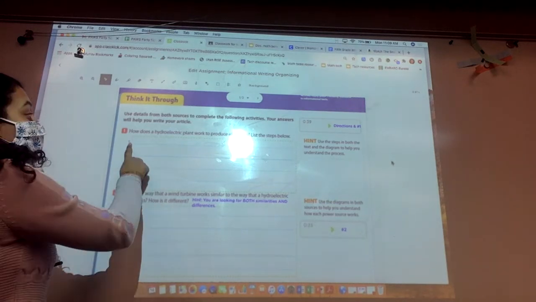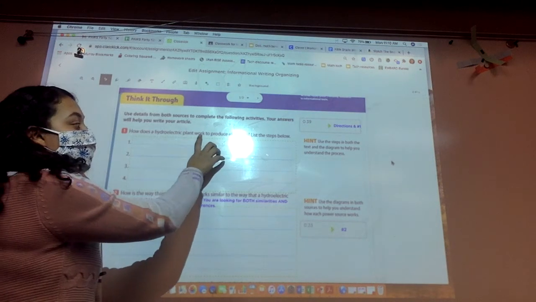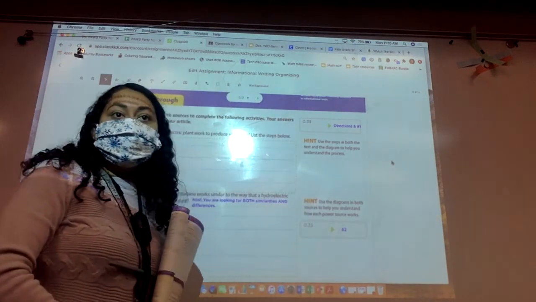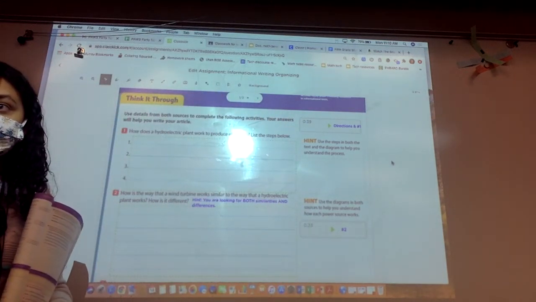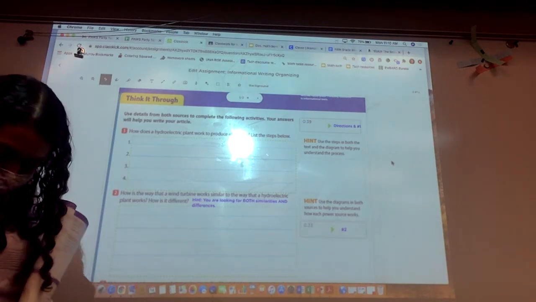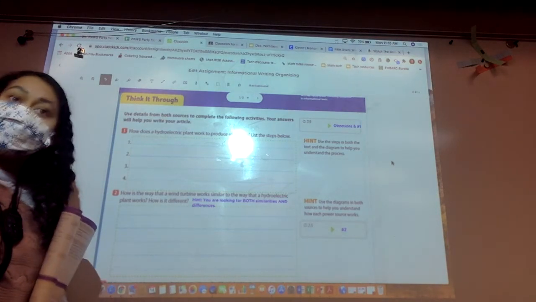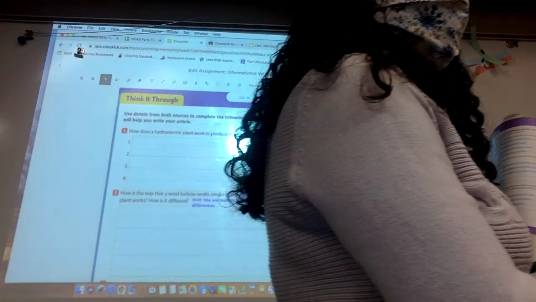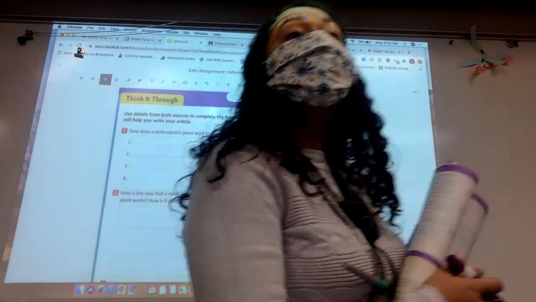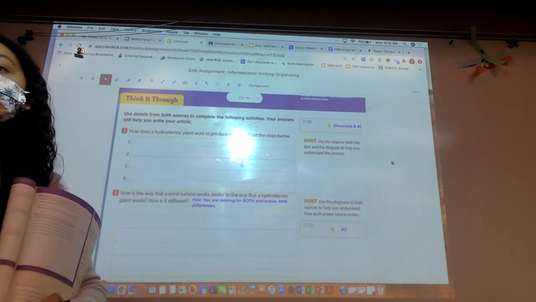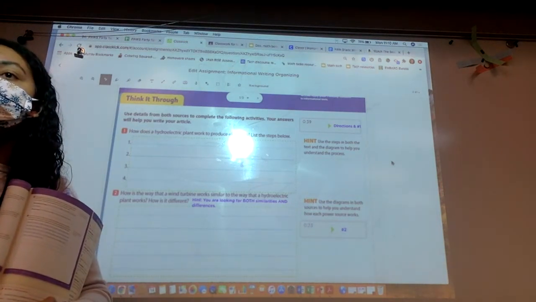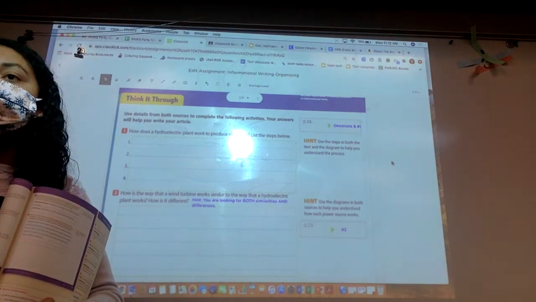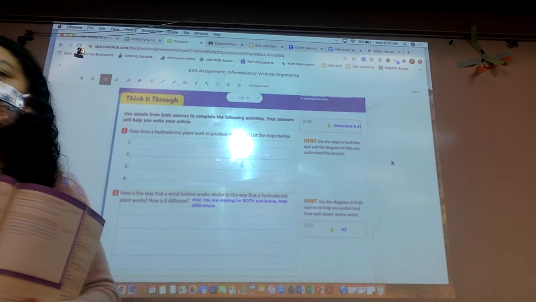How does a hydroelectric plant work to produce electricity? List the steps below. Okay, so this is from the hydroelectric article that we read 2 weeks ago. So how does the hydroelectric plant work? Ledger, put it down, please. Water spins a turbine, which then makes the generator go, which then transfers electricity through the power lines. Write it down. Okay, write down the steps.